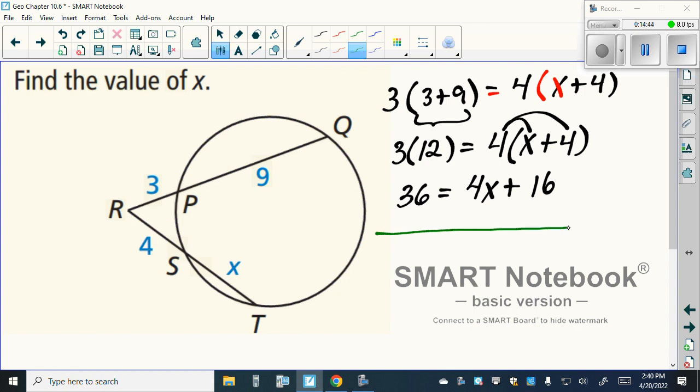Now what do we need to do next? Subtract 16 from both sides.